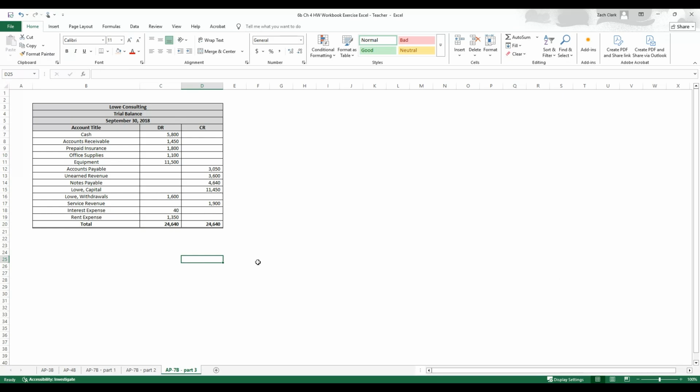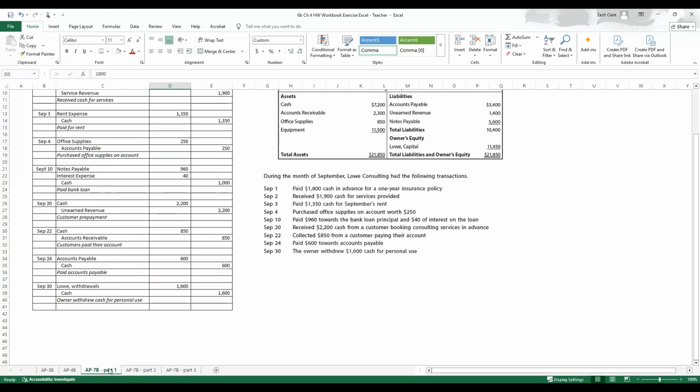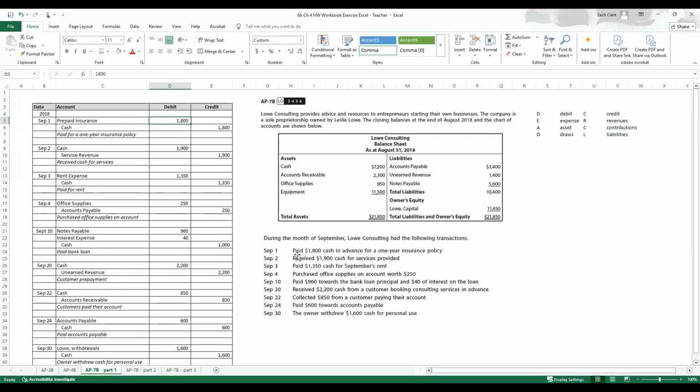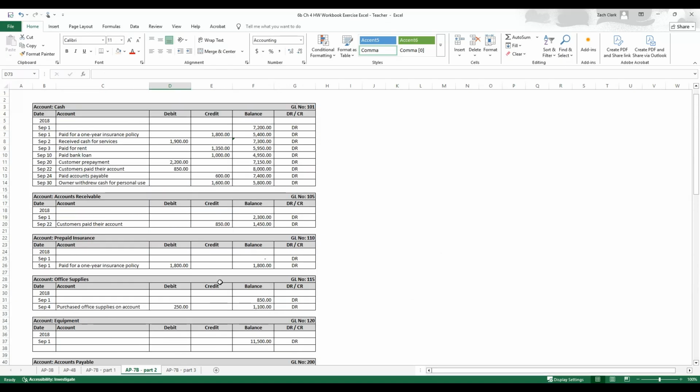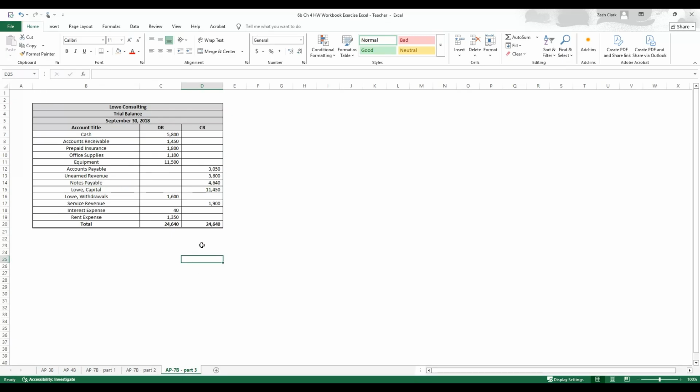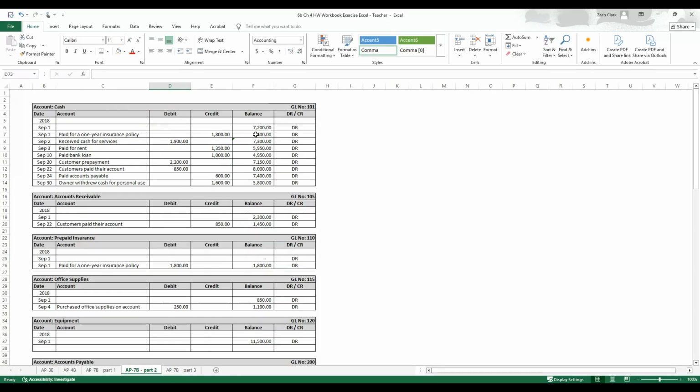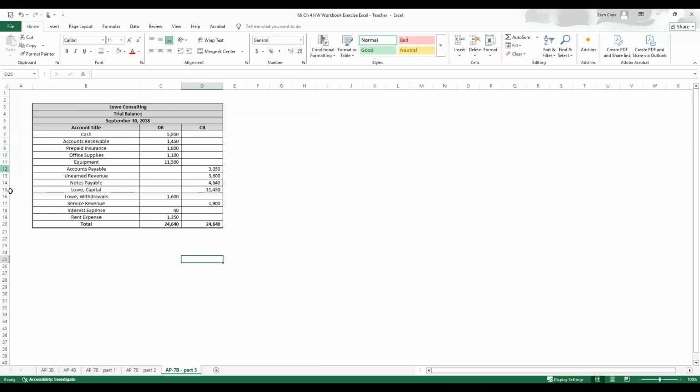All right, well, thanks everybody. I know this is a relatively involved problem, but I think it's a really good problem to show you a lot of bookkeeping here and what bookkeeping is like, and how the general ledger and these individual ledger accounts work, and then how those all get summarized and how it flows through with the running balance, and then finally gets brought to a trial balance.